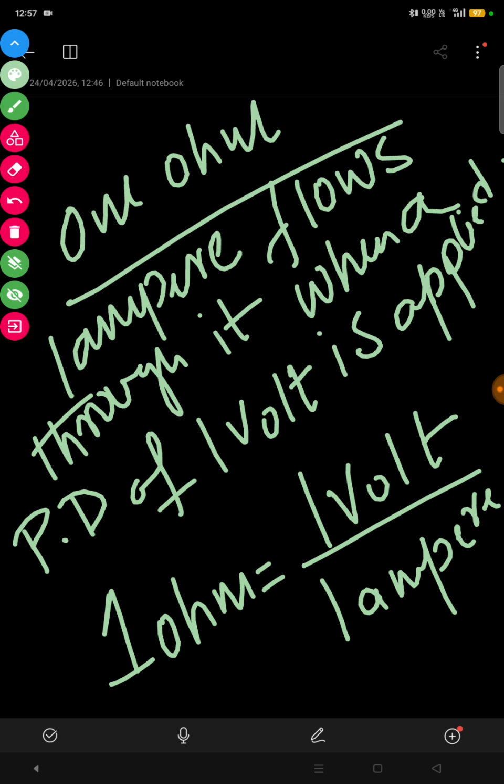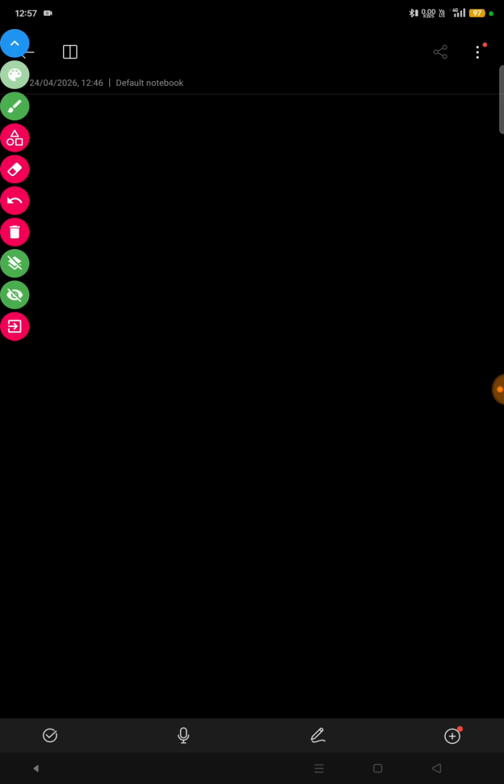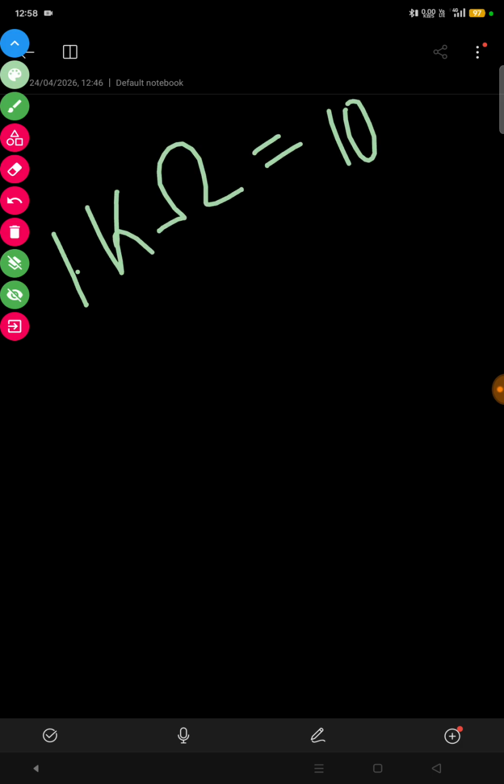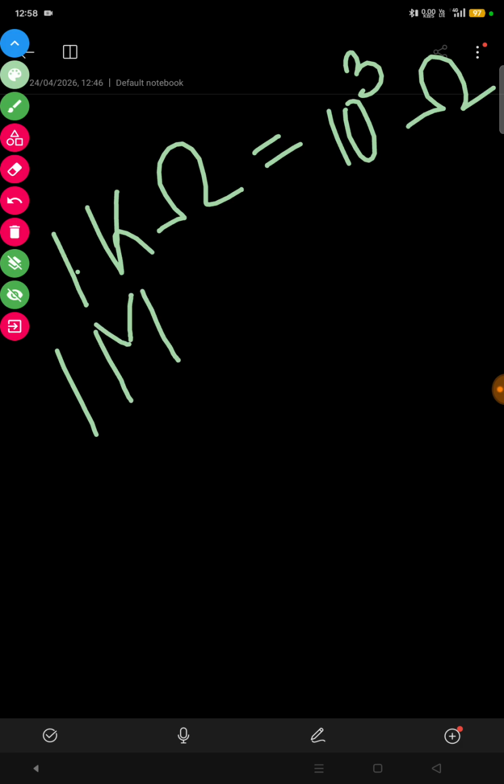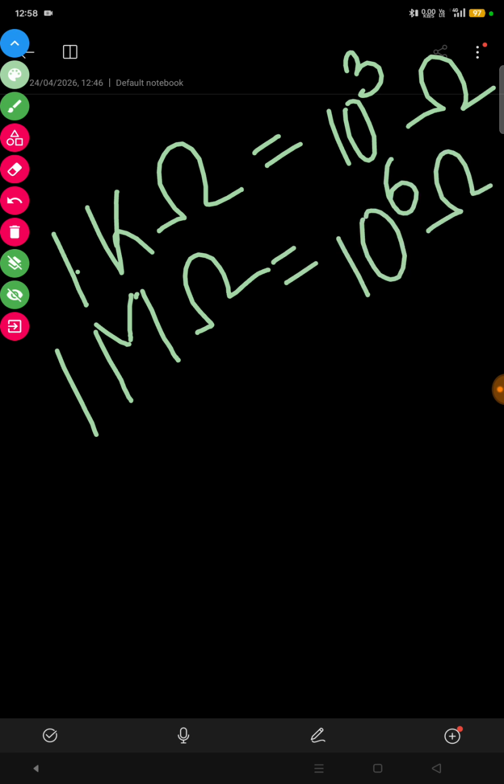Now come to high resistances. How are high resistances measured? For example, 1 kilo ohm is equal to 10 to the power of 3 ohm. Then 1 mega ohm is equal to 10 to the power of 6 ohm. This is how high resistances are measured in units.